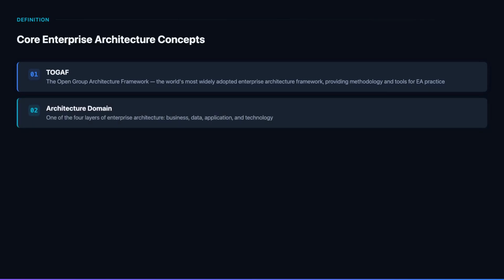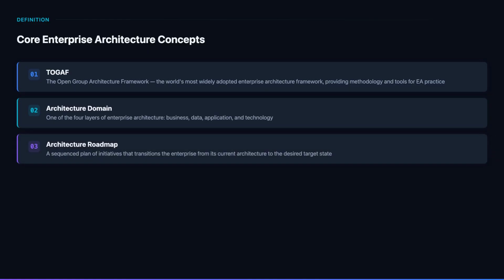The four architecture domains, business, data, application, and technology, represent different layers of the enterprise. Each domain has its own models, artifacts, and stakeholders. The power of enterprise architecture comes from explicitly designing how these domains align and support each other.